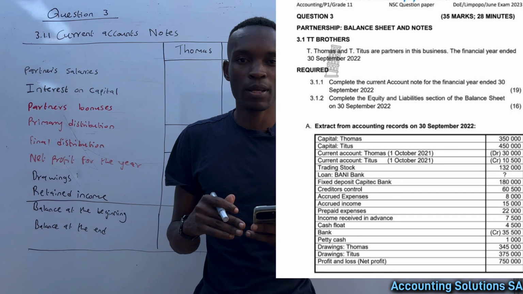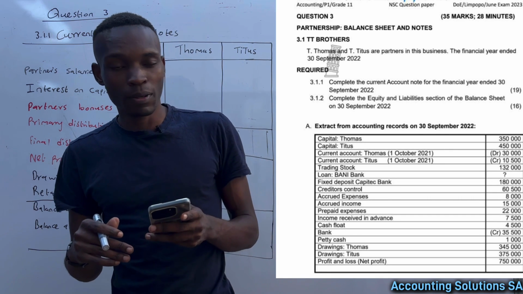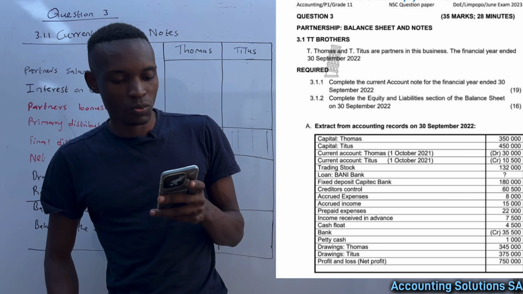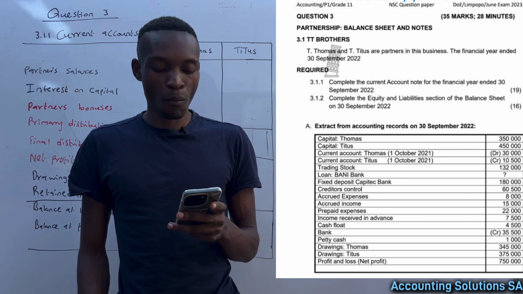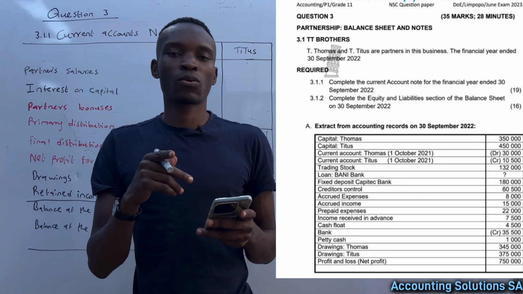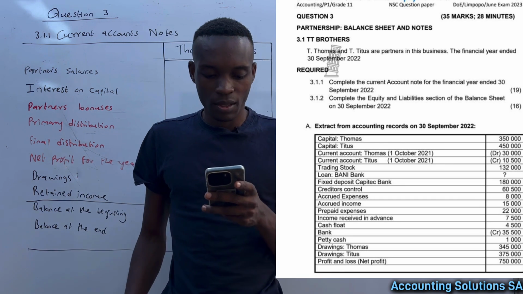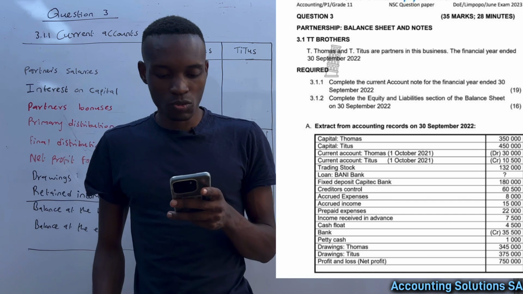This question paper is basically the question paper of 2023. It was the June examination, which was written in the province of Limpopo. Make sure that you also go and check the other videos of other provinces. Okay, 3.1, it was question 3.